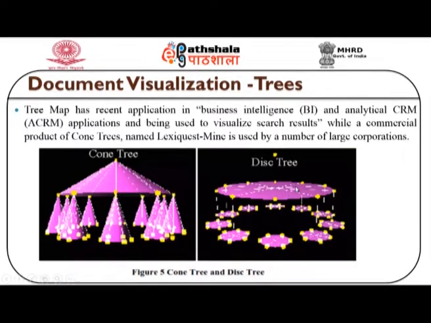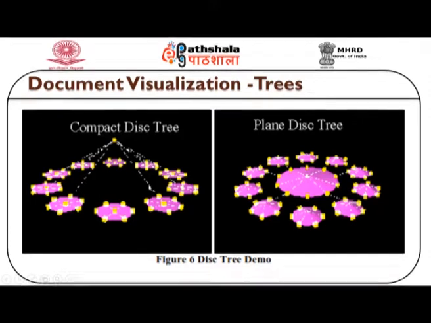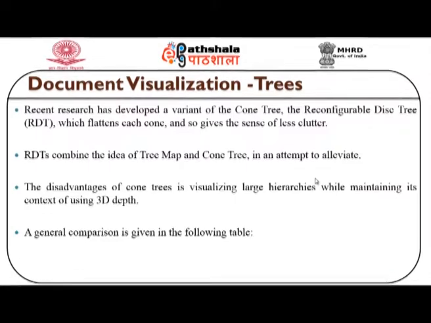This is an example of a disk tree where the nodes are represented in the form of disks here and the nodes are represented in the form of cones here. So this is a compact disk tree and this is a plain disk tree as such. So you have the root node in the center of the tree and you have all the child nodes surrounding the tree as such. So here each and every child node represents one particular document, and the root node represents another document. This shows a relationship between various documents, and this is a visualization of collection of documents as such.